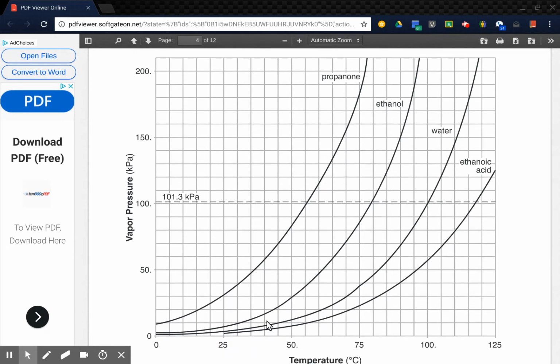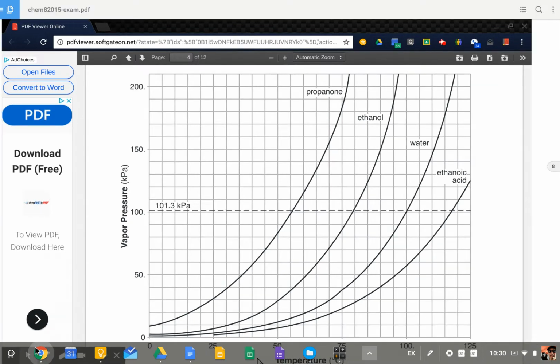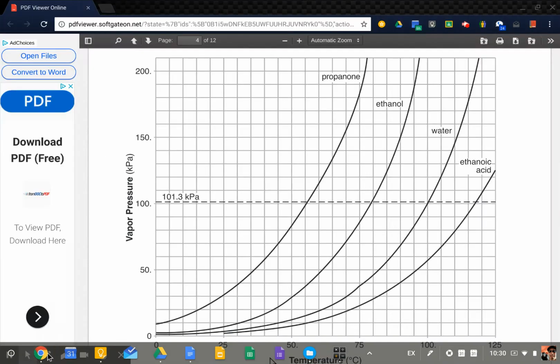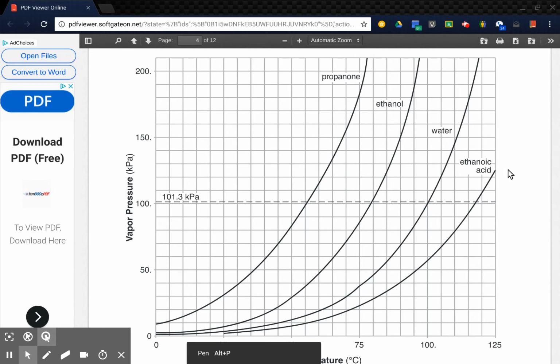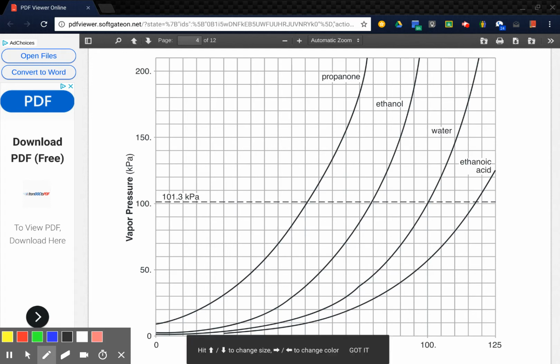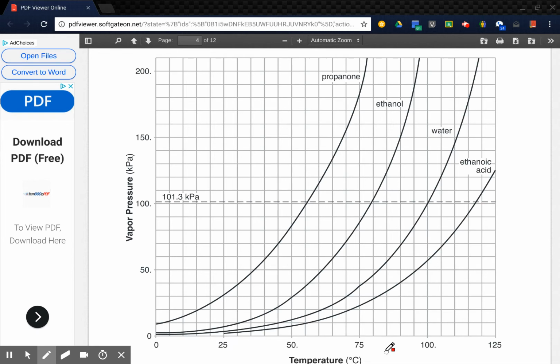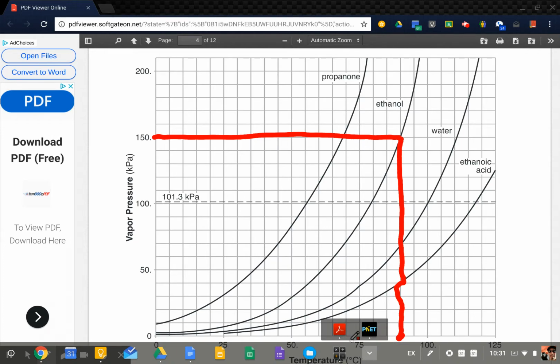So here's table H, the vapor pressure of four liquids. Let's go back to the question. They asked us, what is the vapor pressure of ethanol at 90 degrees Celsius? So we will go to the graph for ethanol and find 90 degrees Celsius. Okay, 75, 80, 85, 90. So there's about 90 right there. If we go from 90 degrees Celsius across to the vapor pressure, the vapor pressure of ethyl alcohol at 90 degrees Celsius should be about 150 kilopascals. So let's see, is that the answer?